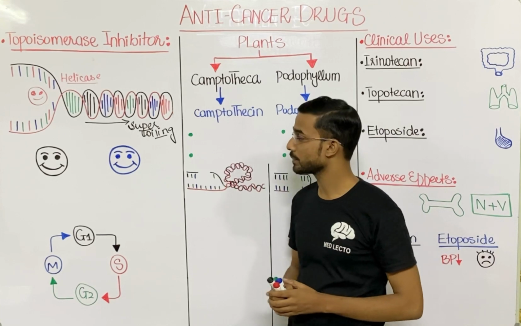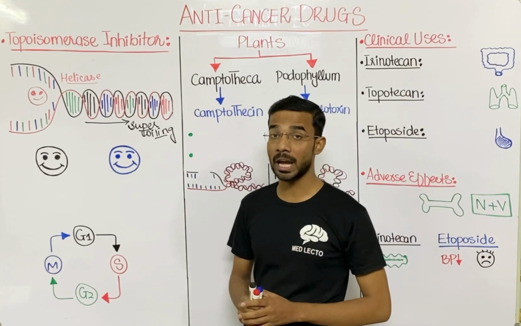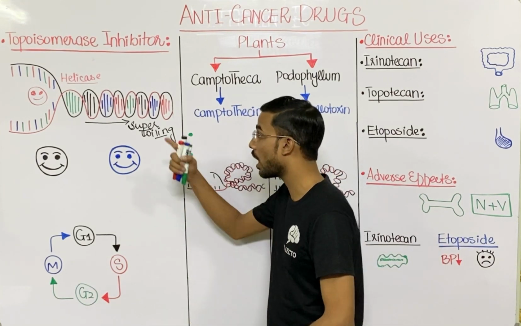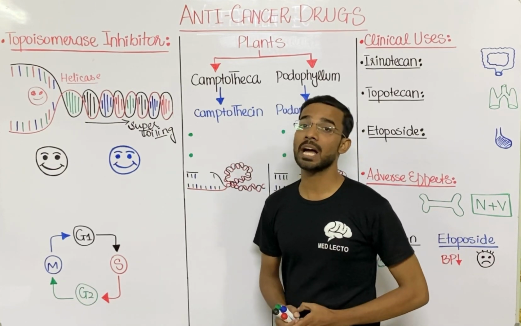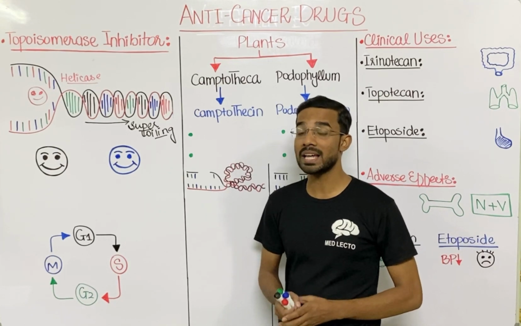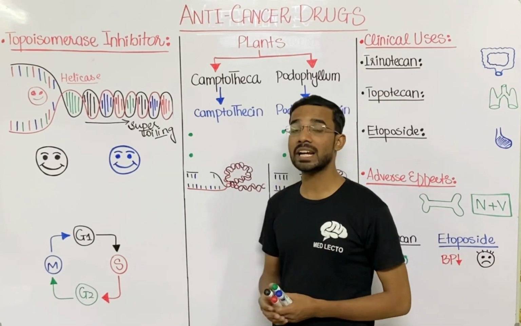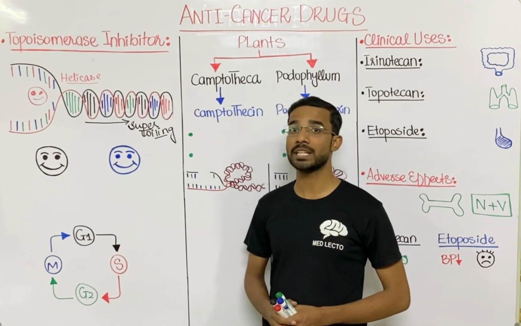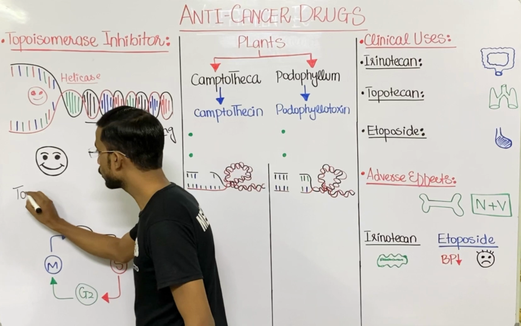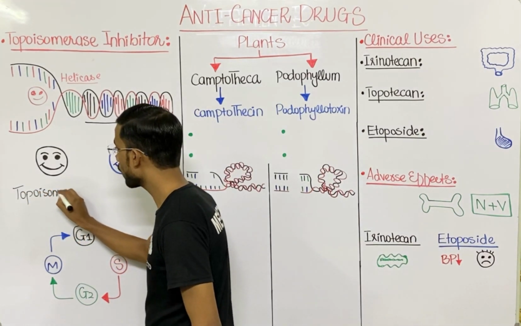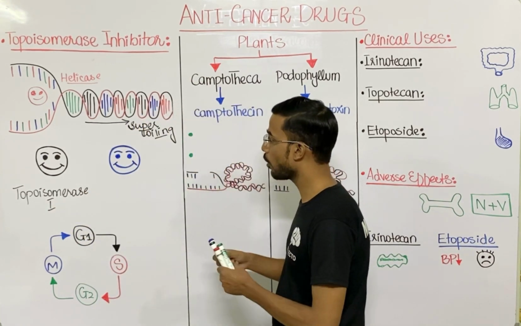To do that, there are two important enzymes that reduce the enhanced supercoiling or enhanced torsional effect. That enzyme is the topoisomerase, which maintains the topology of the DNA. We categorize the topoisomerase into two: topoisomerase I and topoisomerase II. If you see here, this enzyme is topoisomerase I, and here is topoisomerase II.